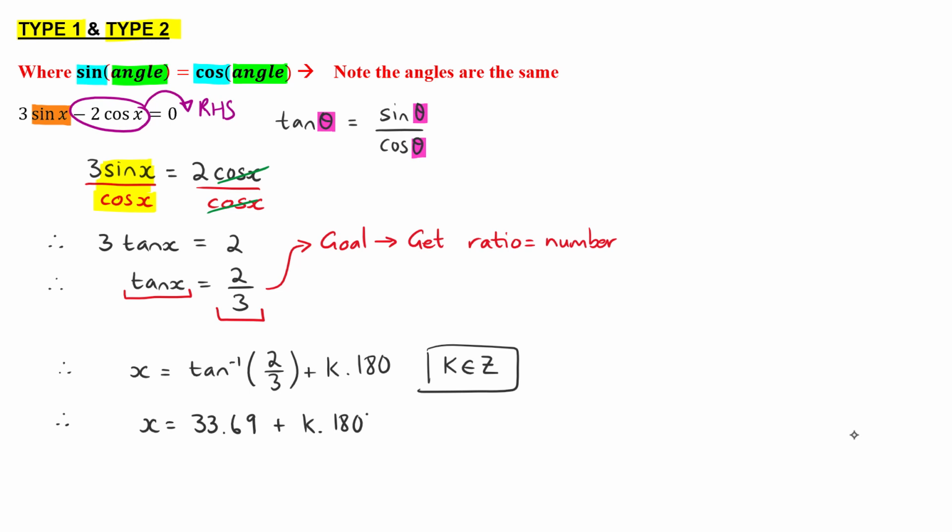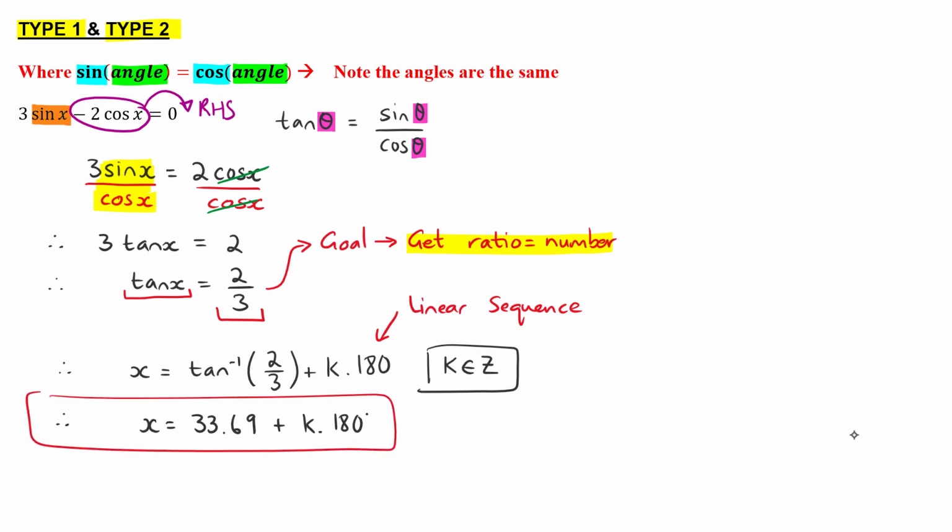Anytime you need to solve for x in these questions, you start off by getting the sine by itself, then dividing both sides by cos, ensuring that you fulfill your goal and get the ratio equal to a number. Once you've done that, you use those general solutions that gave us that linear sequence, and then you can write out your general solution.